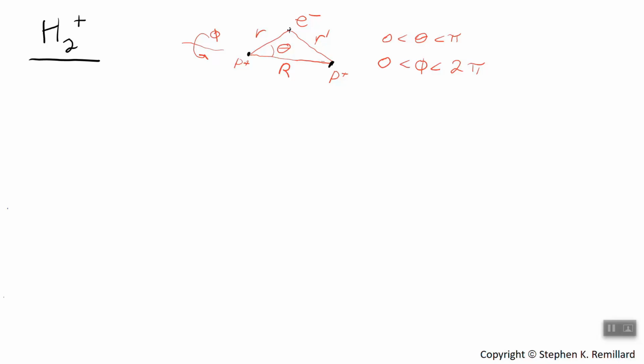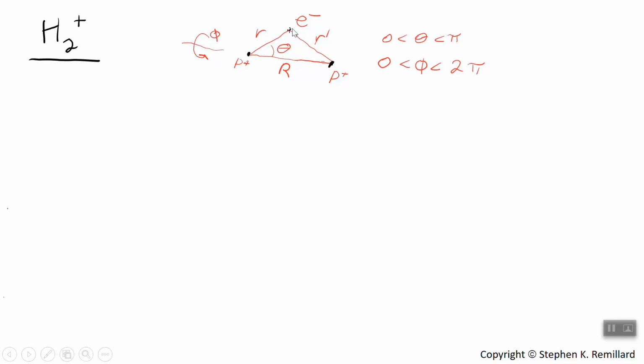Little r is the distance from one of the protons to the electron. Little r prime is the distance from the other proton to the electron. And hopefully the angles are fairly self-evident, what theta is. Phi is the rotation about the axis that's in the screen. So it's actually the usual spherical coordinate theta and phi.